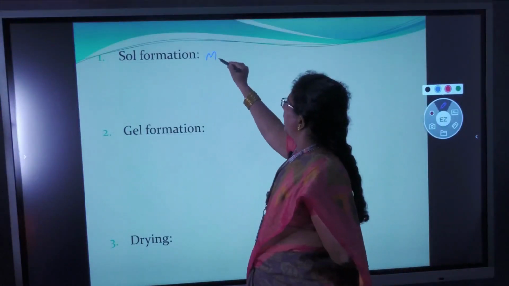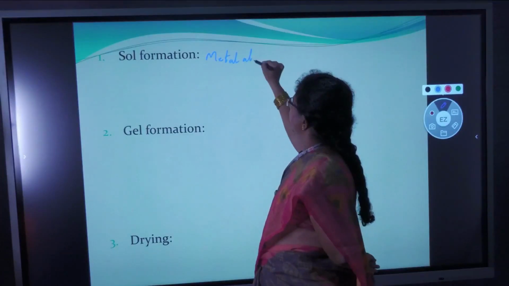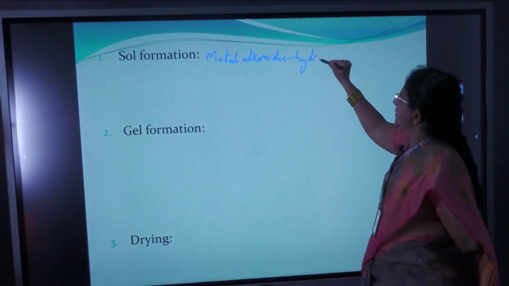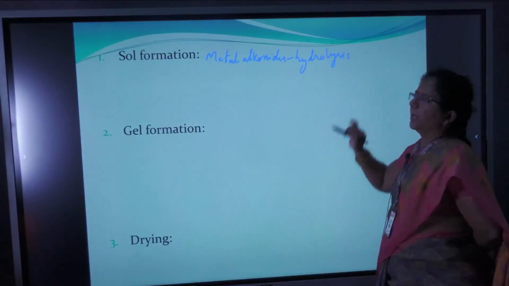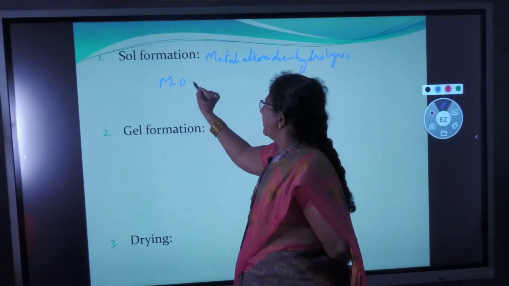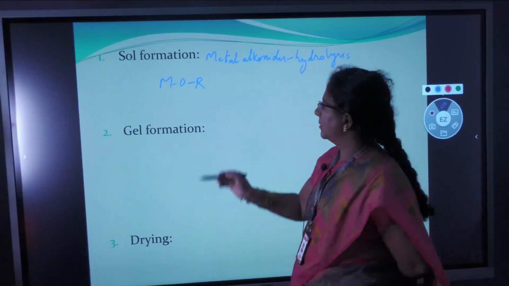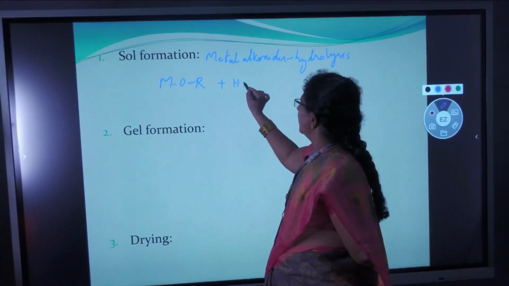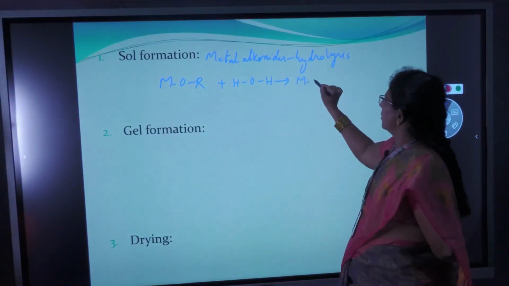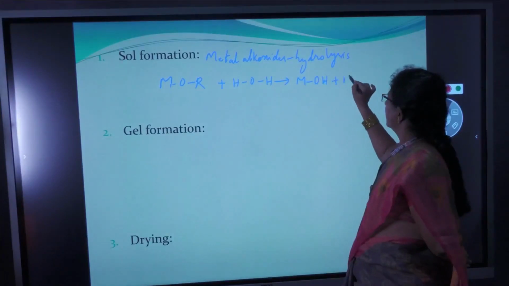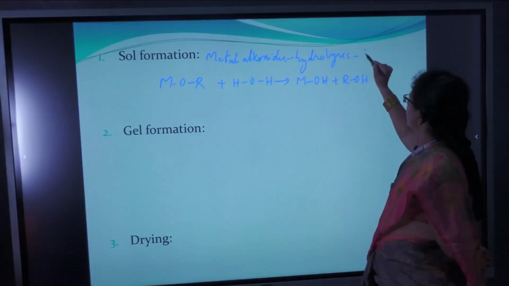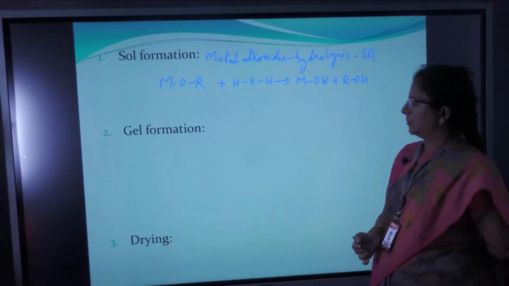In sol formation, metal alkoxides undergo hydrolysis. Hydrolysis means reaction with water. So this is the metal alkoxide. This will react with water and forms sol. So this hydrolysis results in the formation of sol.